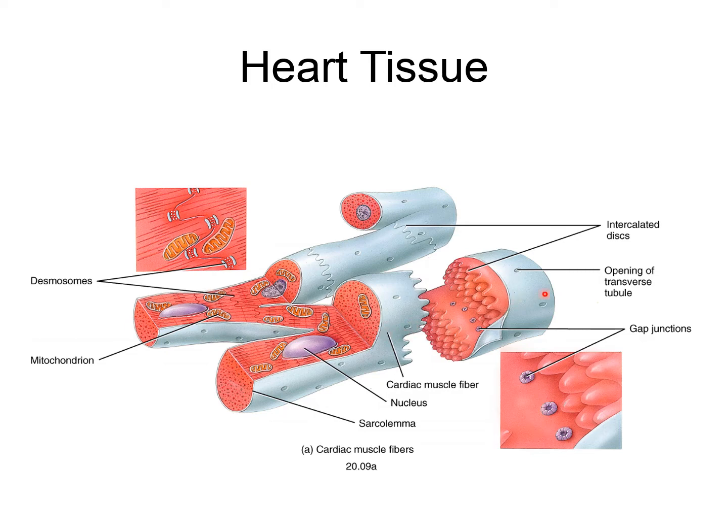There is another type of connection called desmosomes. We know desmosomes are glue-like connections, made up of glue-like protein that attaches the membranes together. So the intercalated discs are made up of three types of connection.